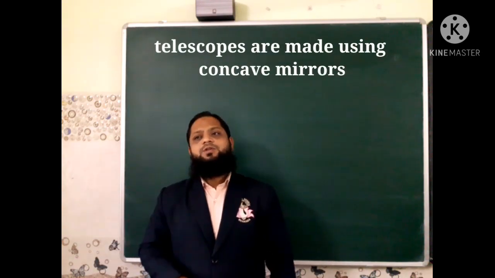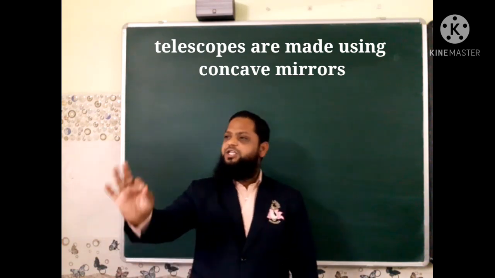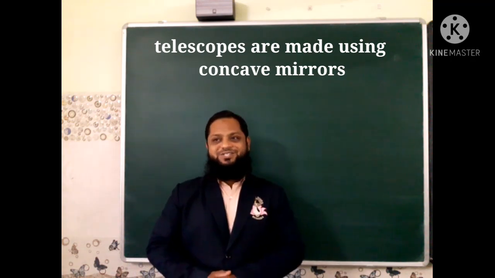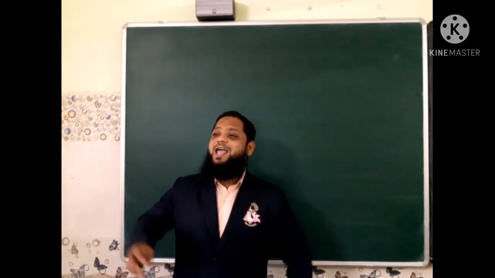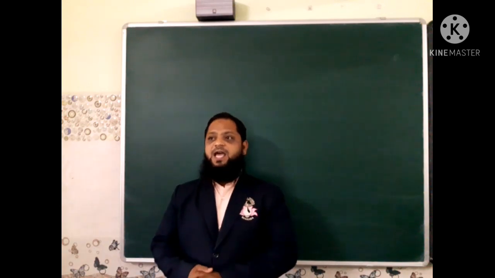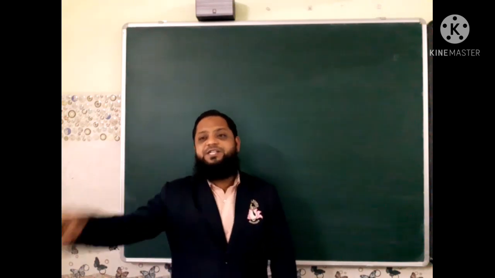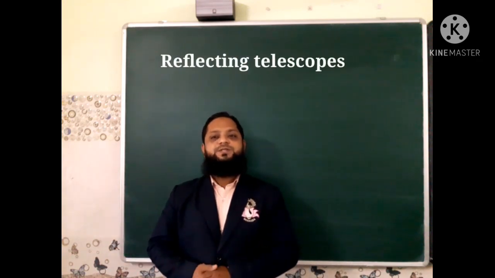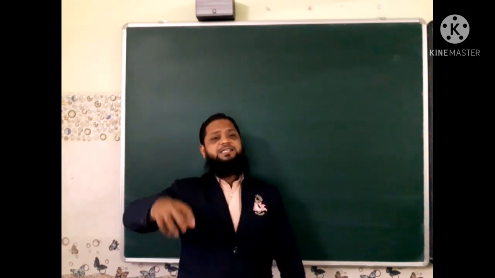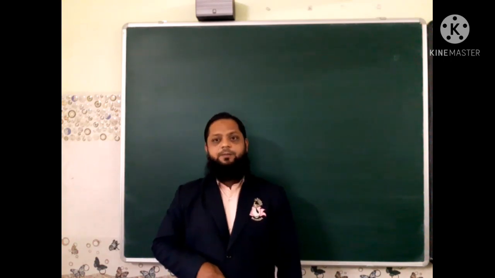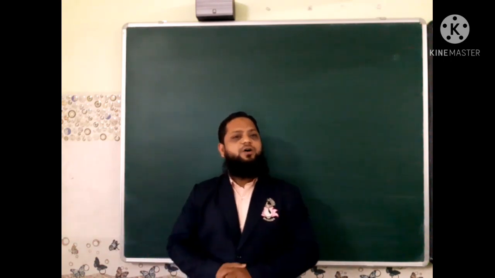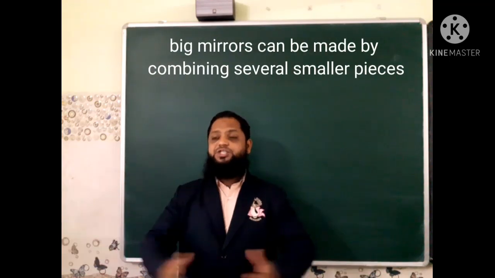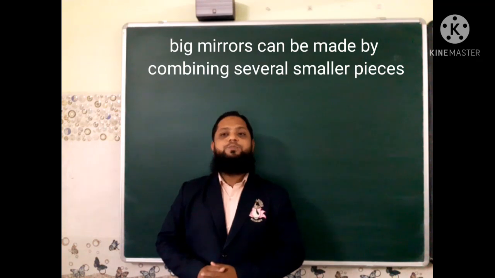To overcome all these difficulties, telescopes are made from concave mirrors, because mirrors act as reflecting surfaces. As the light rays get reflected by the mirrors, they are called reflecting telescopes. Mirrors can be made as large as possible because small pieces of mirrors are connected together to make the big objective mirror.